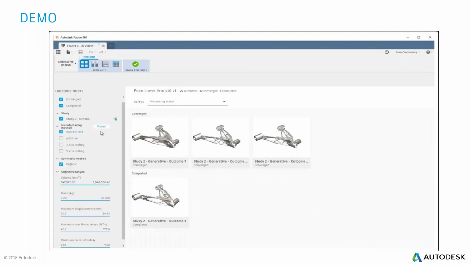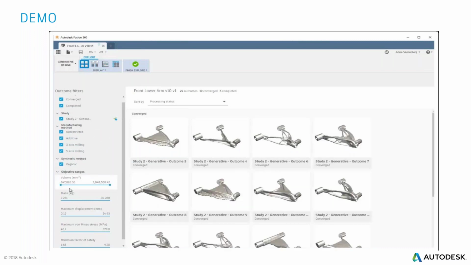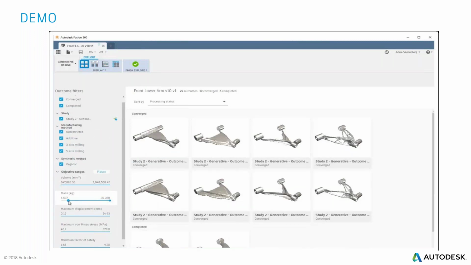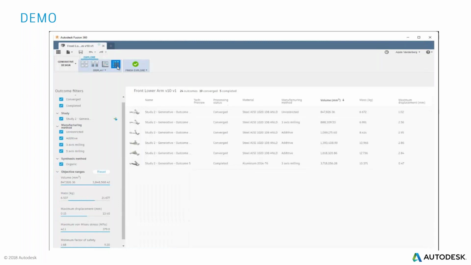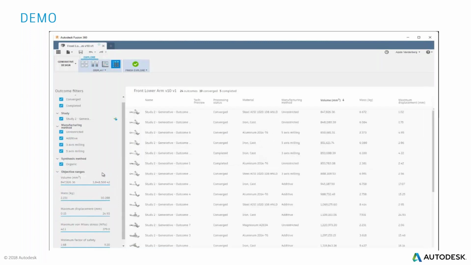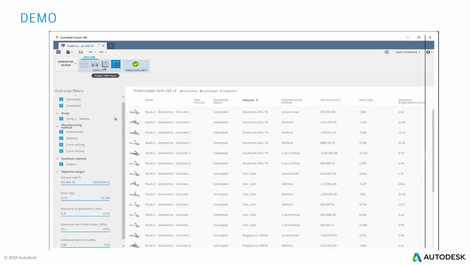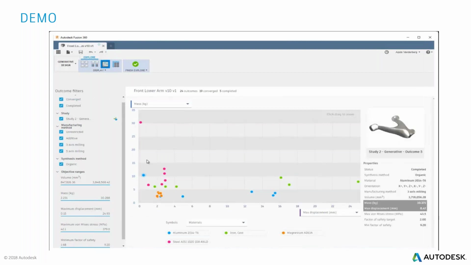Once you have the results back, we have a number of ways to filter through it. We can isolate based on manufacturing method to look at just those that were additive or just those that were 5-axis. We can use the filters on the left to group and filter to a specific mass or volume or displacement if we're trying to shoot for a certain target. We can look at these in a table form, sorting by any of the columns. I'd say most commonly though, as Mike was showing in one of the prior slides, the graph is the one that's really useful.